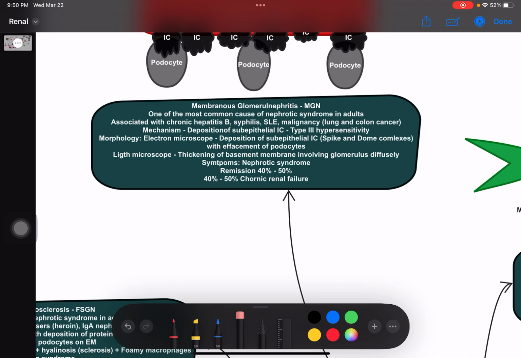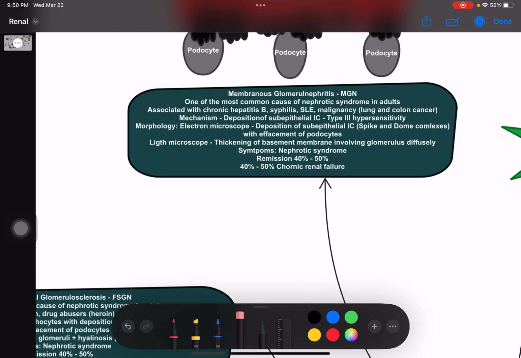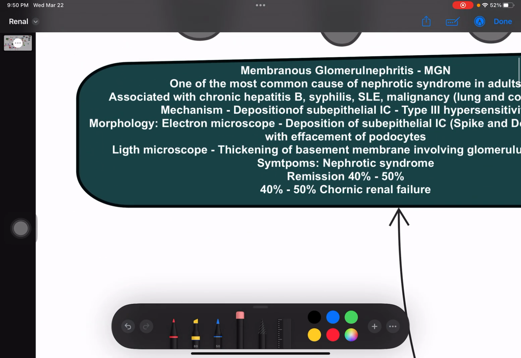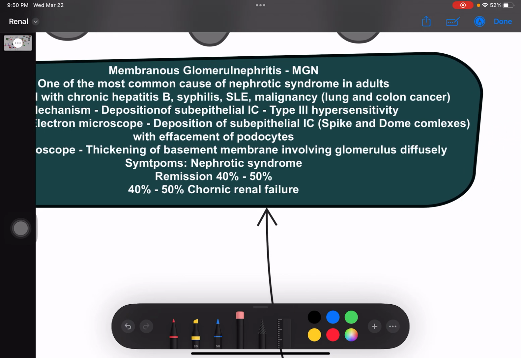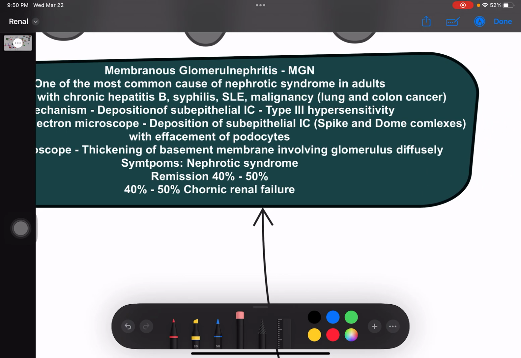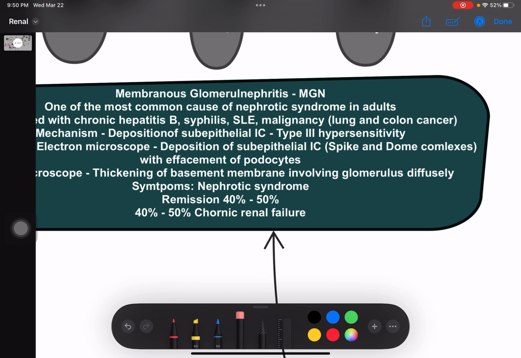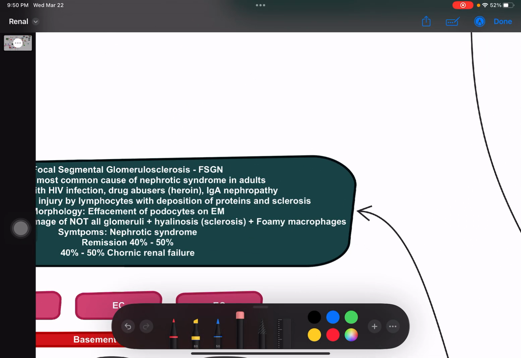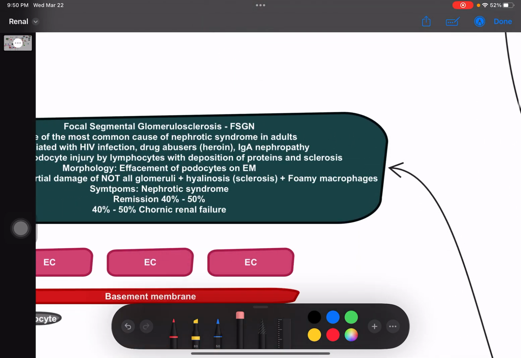B, syphilis, systemic lupus erythematosus, and an important thing as well is malignancy. Now, in the same way, it has a primary cause, which is idiopathic membranous glomerulonephritis, but secondarily, it can be associated with those disorders as well. And malignancy is an interesting thing to remember, because if the patient comes with colon or lung cancer and he has a glomerulonephritis, it's most likely that the patient is experiencing membranous glomerulonephritis.